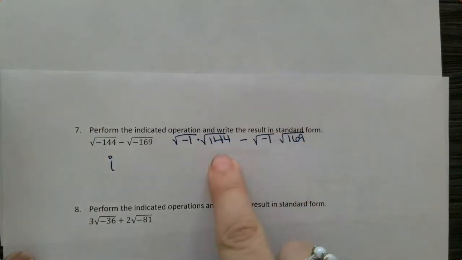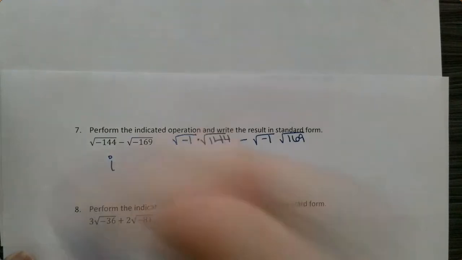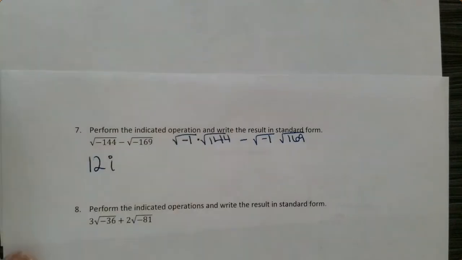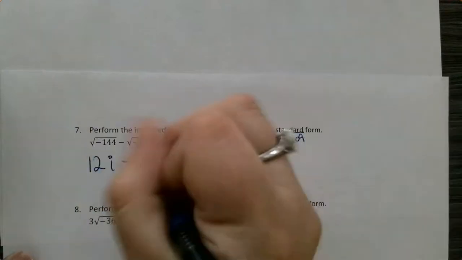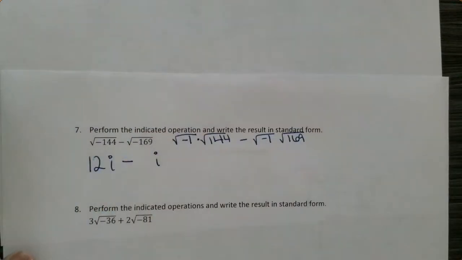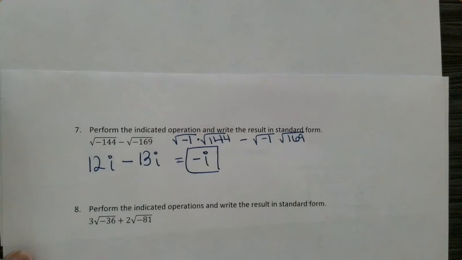And then I want to take the square root of the number inside my radical. Square root of 144 is 12. Typically, we write numbers in front of the letter i. Over here, I'm going to have an i from the square root of the negative 1. Square root of 169 is 13. So I have 12i minus 13i, which gives me negative i, since I only have one of them left.